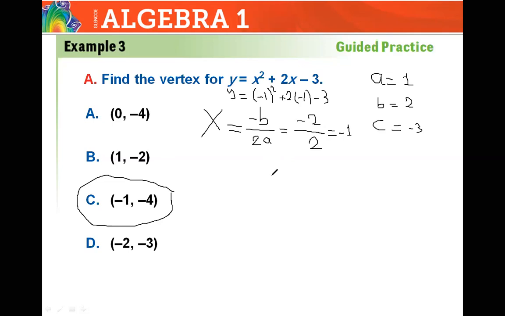Calculate with me. -1 power 2 equals 1. Plus 2 times -1 is -2, and then minus 3. So 1 minus 2 equals -1, and -1 minus 3 equals -4. So the result is -1, -4. You understand? Yes. Okay. Thank you.